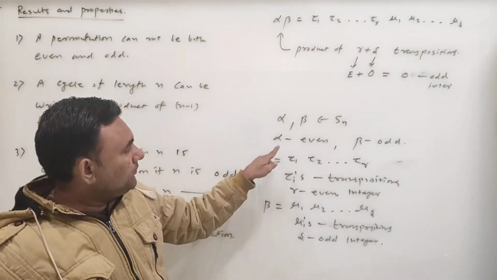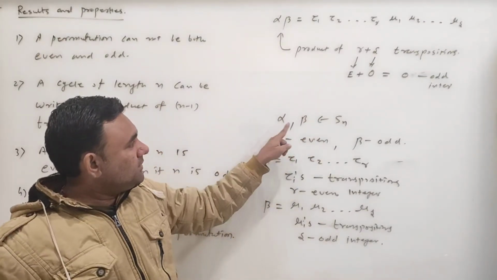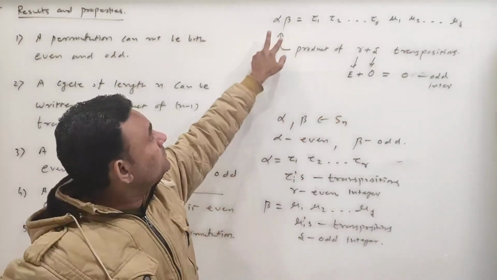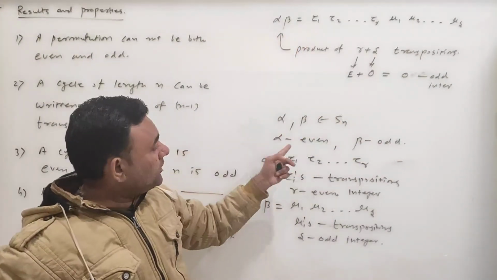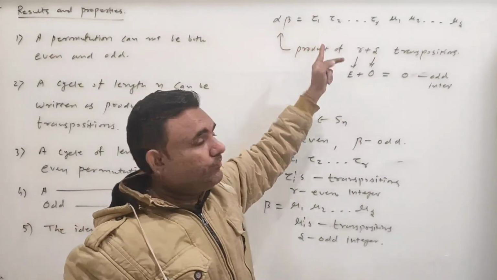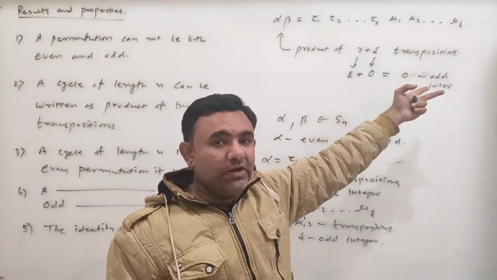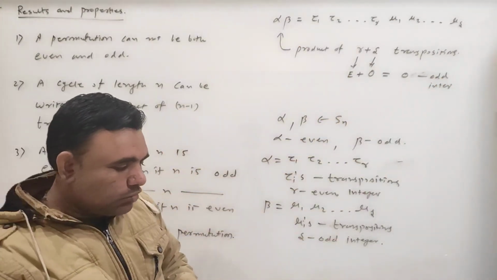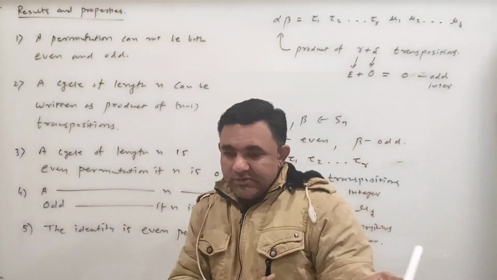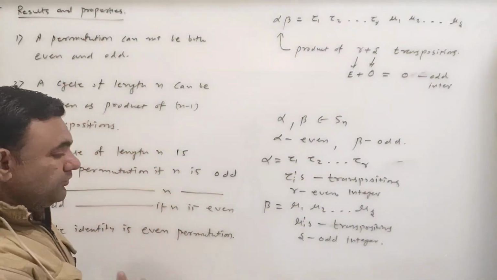So what is proved: if I have two permutations in Sn, one an even permutation and another an odd permutation, then its product is an odd permutation. And if we did beta alpha, it would be odd into even, then again odd plus even, again odd. So if you have two permutations of different nature, one even and one odd or odd and even, then its product is odd, right?